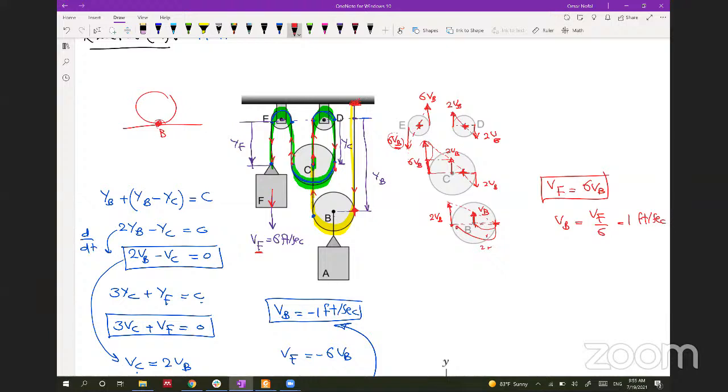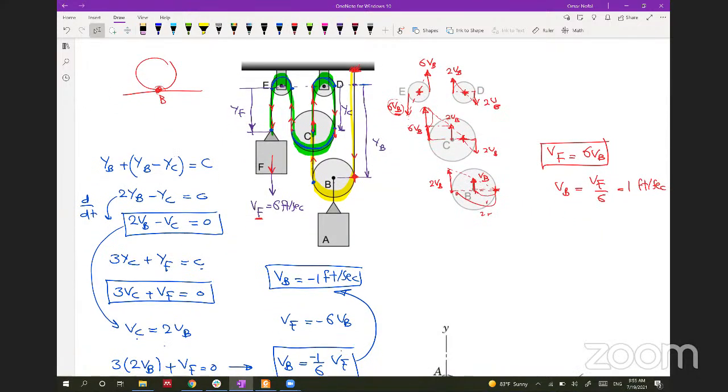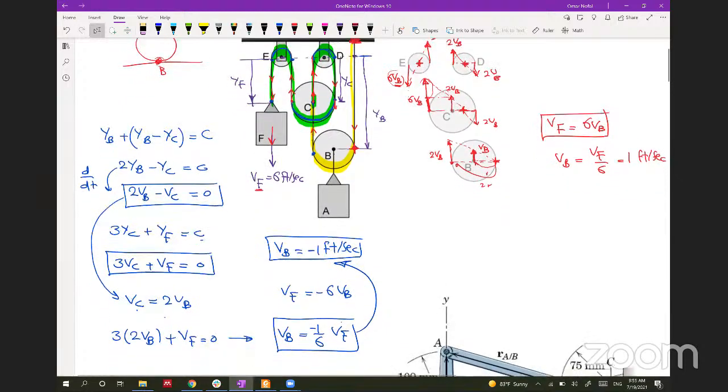So this is how we can track the pulleys using the instantaneous center of zero velocity. Does anybody have any question on this problem? How we track the velocities, how we get the instantaneous center of zero velocity?